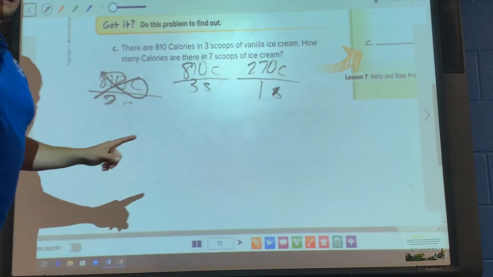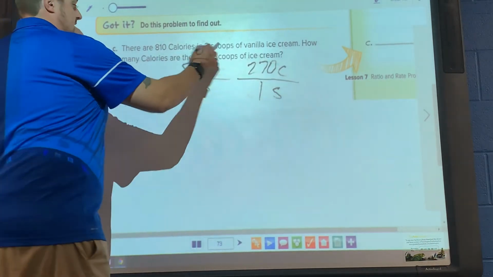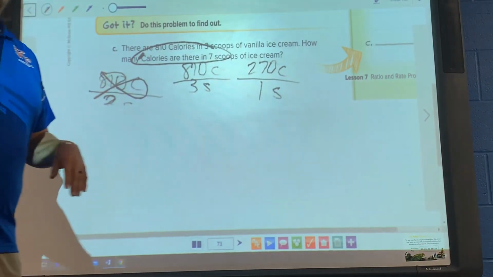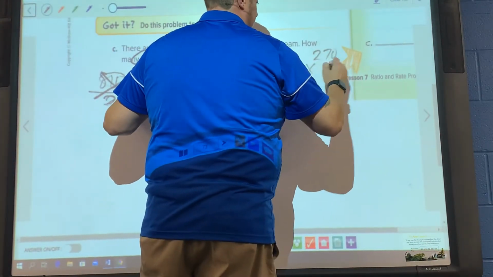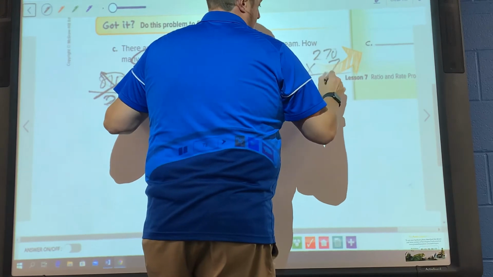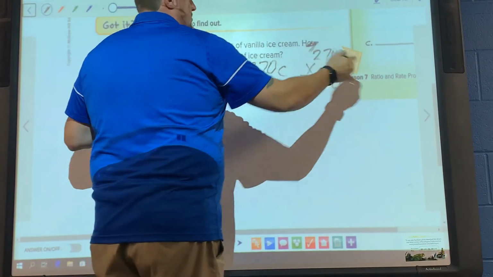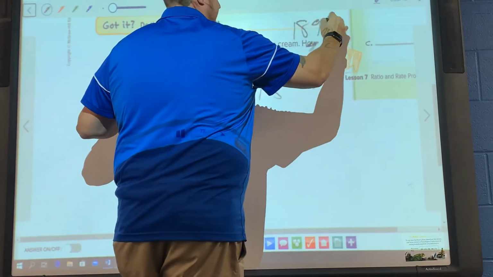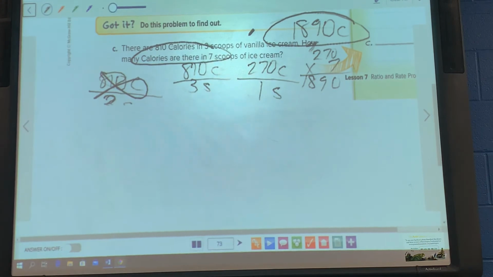Well, that's not our final answer. That's the unit rate. We need to find that, but we need to find how many calories in 7 scoops of ice cream. So you're going to take this 270 and you're going to multiply it by 7. So it's going to be 1,890 calories in 7 scoops of ice cream. It's a lot of calories.